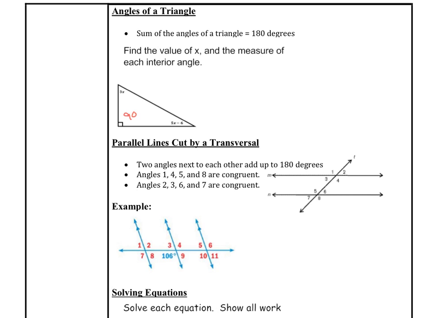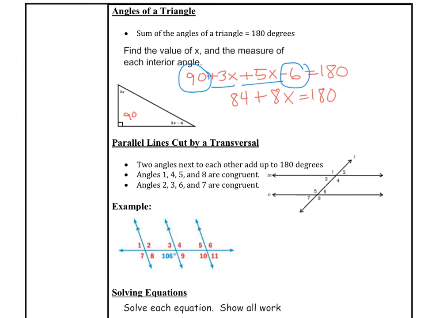Now I'm going to write an equation and set it equal to 180. So I add up all 3 angles and set it equal to 180. Here's my equation. Now I need to solve that for x. So first thing I'm going to do is combine like terms. So let's see, 90 is a like term to negative 6 because they're both regular numbers. And then positive 3x and positive 5x are like terms. 180 cannot be combined. It's on the other side of the equal sign. So when I combine those, I get 84 plus 8x is equal to 180.